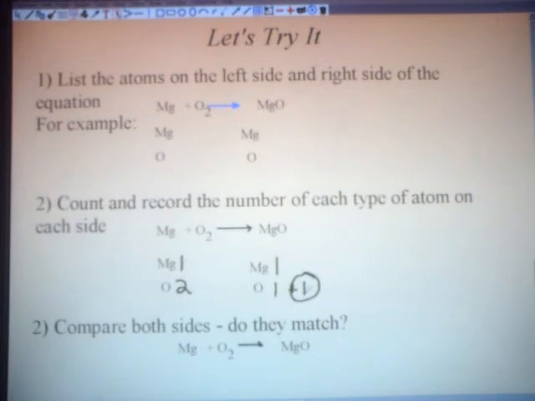So in order to add an oxygen to the right side, I can't change it down here because that changes what I'm looking at. That changes the compound. So I add a coefficient of 2. That now gives me 2 oxygen. So on this side, I have 1 magnesium and 2 oxygen. And now we look, does that match the right-hand side?